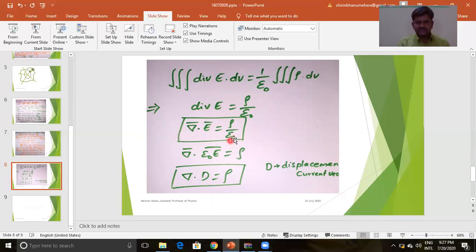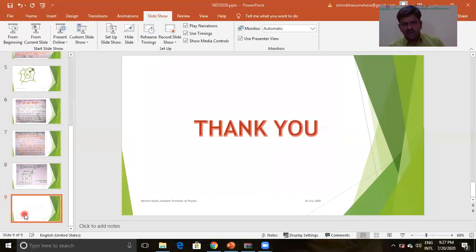I am bringing this epsilon naught to this side. We get del dot epsilon naught E. Epsilon naught E means D, the displacement electric field vector. We will learn about the displacement electric field vector in due course of time. Right now I can say the relation between displacement electric field vector and electric field intensity is D is equal to epsilon naught E. Using that, we can say the differential form of Gauss law is del dot D is equal to rho.